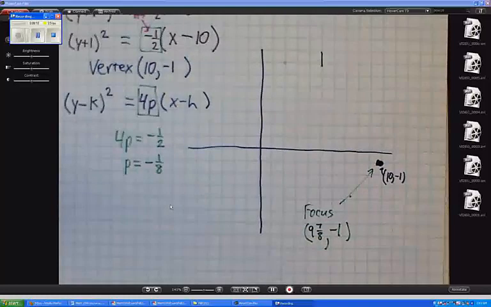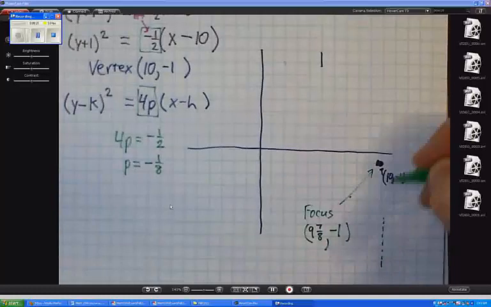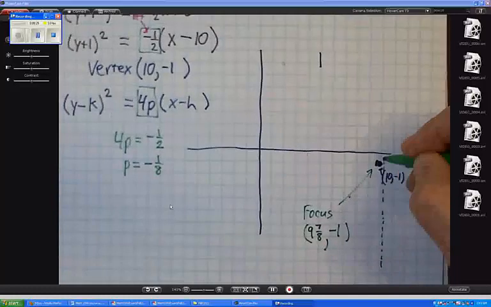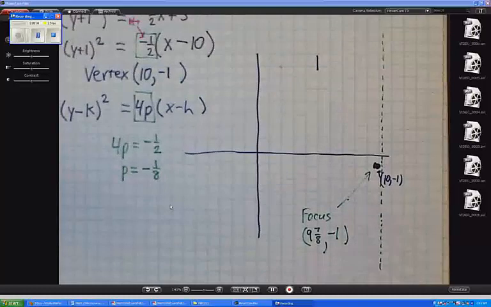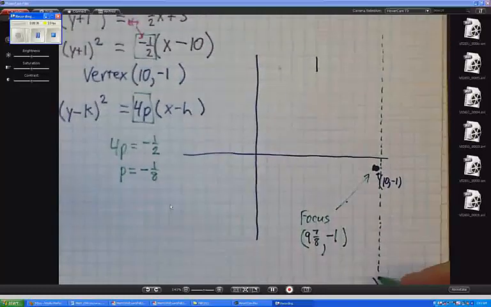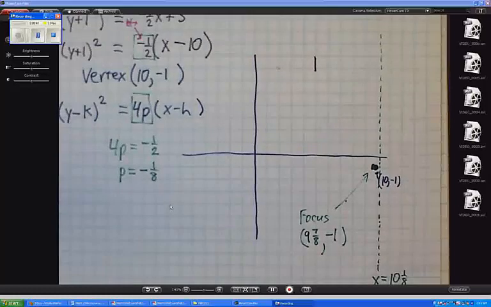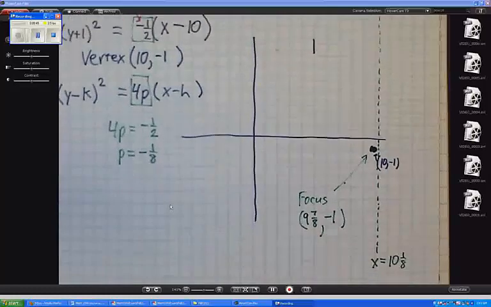What about the directrix? Okay, let's plot it. So this is going to be very close to each other. Okay? And so that's going to be x equals, what would it be? I guess it would be whatever 10 1/8 is, right? 10 1/8.